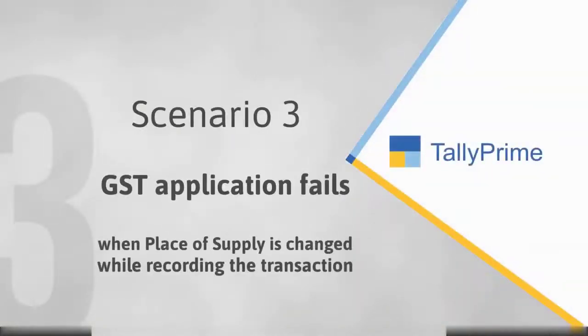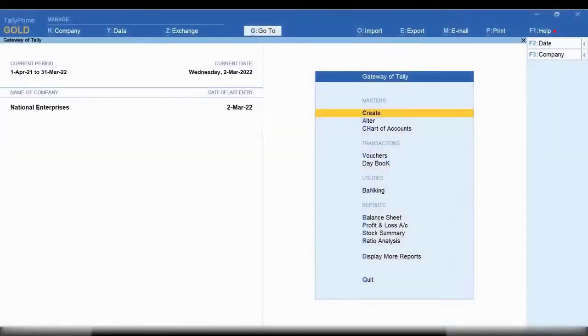Scenario 3. The next scenario where Tally Prime does not calculate GST is when the place of supply is changed in the supplementary details while recording the transaction. Let us see how this mistake can happen.